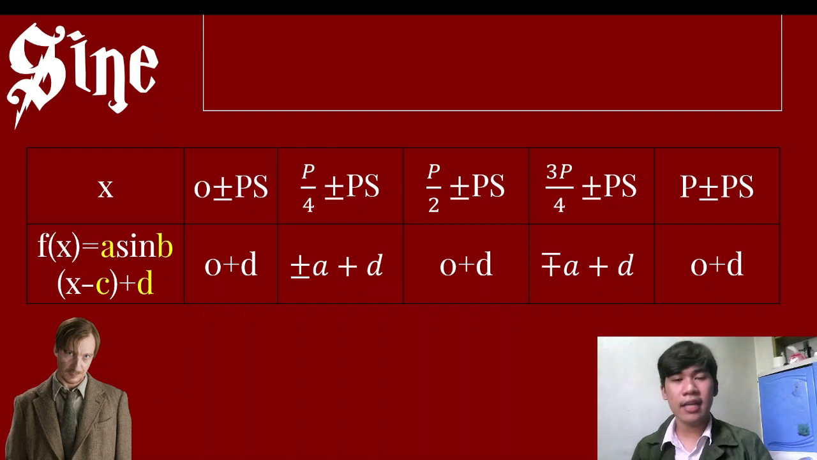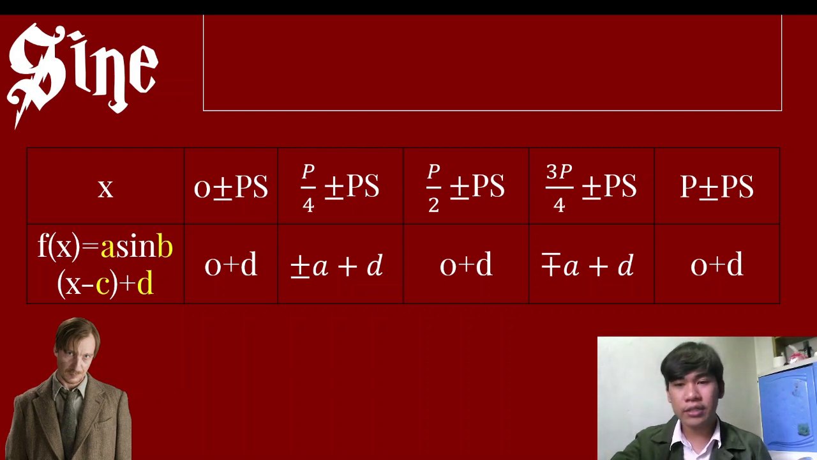Let's proceed to the next. P over 4 plus or minus phase shift, P over 2 plus or minus phase shift, 3P over 4 plus or minus phase shift, and period plus or minus phase shift. In getting y-intercept, these are the patterns: 0 plus d, positive or negative a plus d, 0 plus d, negative or positive a plus d, and 0 plus d. If the value of a is positive, the first representation would be positive and the second should be negative, and vice versa.